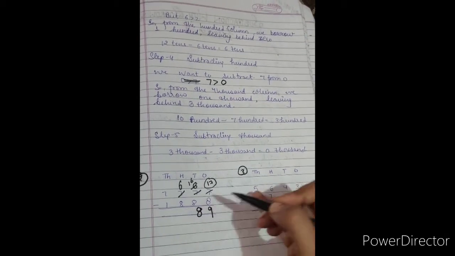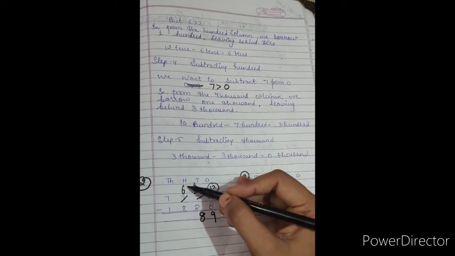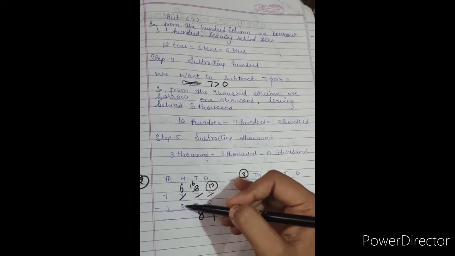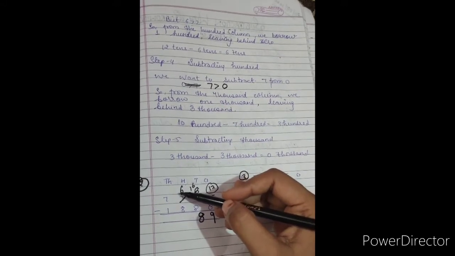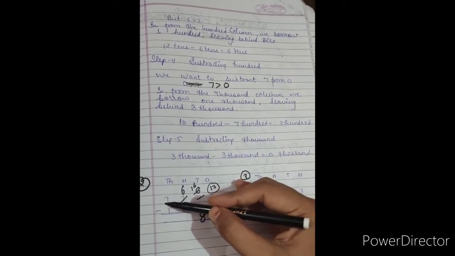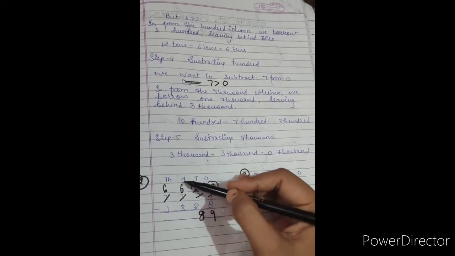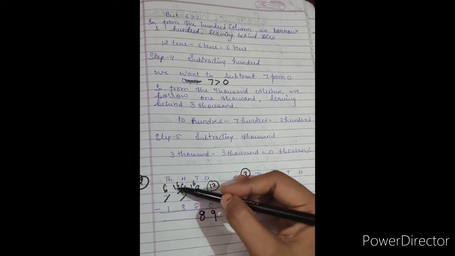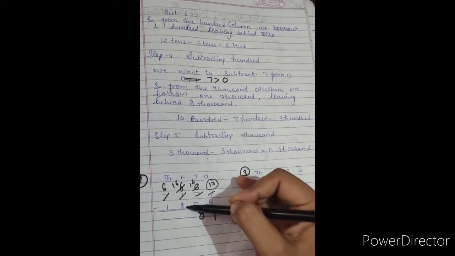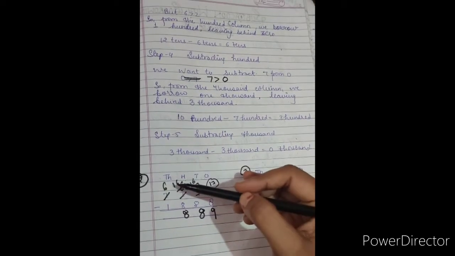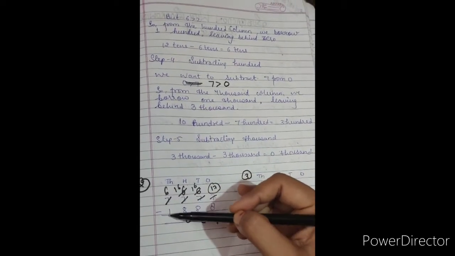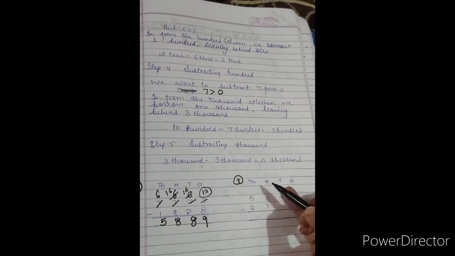And now subtracting hundreds, we want to subtract 8 from 6, but 8 is greater than 6. Then we borrow from the 1000 column, leaving behind 6, and in the 100 place 6 becomes 16. So 1600 minus 800 is 800. 16 minus 8 is 8. And now subtracting thousands, 6 minus 1 is 5. So 5, 8, 8, 9. Now question number 3.